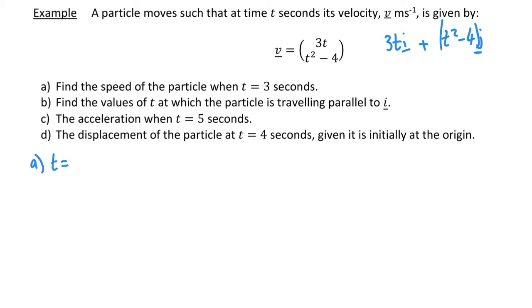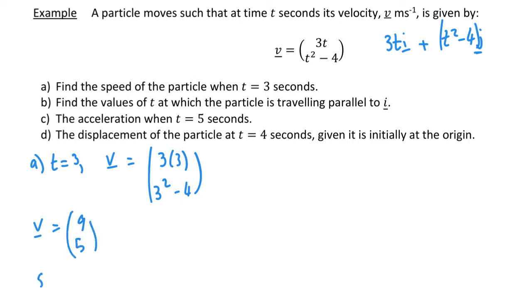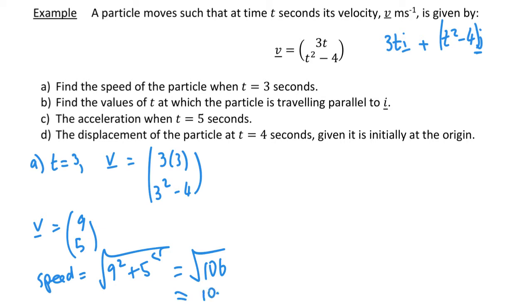So when t equals 3, v is going to be 3 times 3 over 3 squared minus 4. So v is going to be 9, 5. The speed then is the magnitude, so it's going to be the square root of 9 squared plus 5 squared, which is square root 106, or 10.3 meters per second to 3 significant figures.